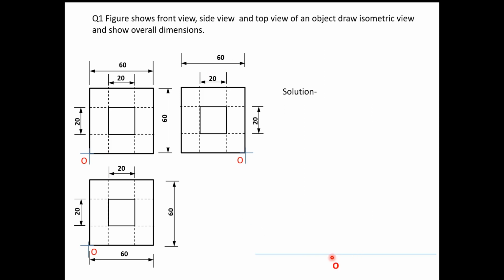then mark origin, then draw an isometric axis on the right hand side at an angle of 30 degrees. Then draw vertical line, vertical isometric axis. Again draw 30 degrees on the left side, isometric axis. So now we have to draw the 60 by 60 by 60, okay, length, width into height, that isometric box.